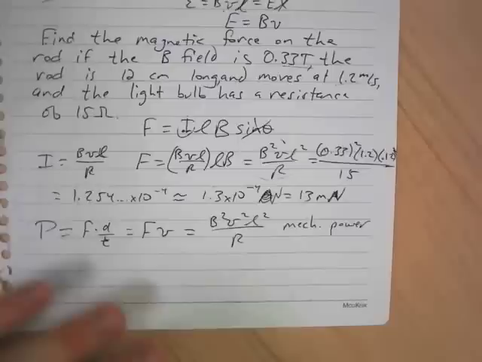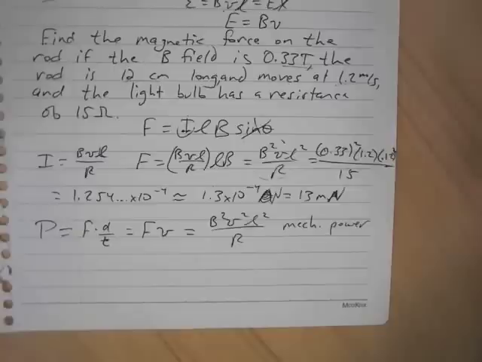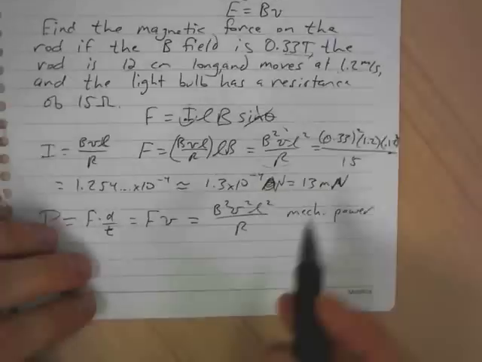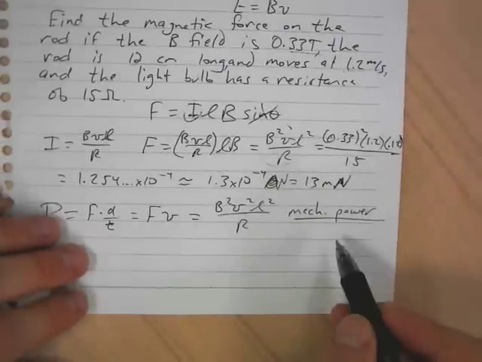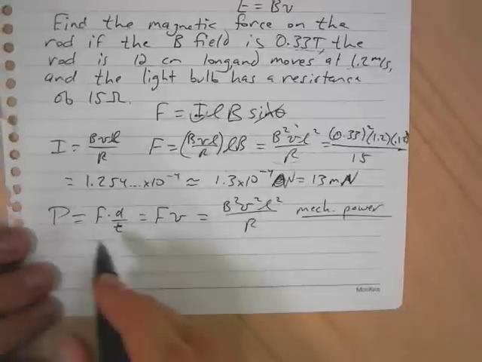But when you exert a power, you're doing work, right? And we know that when you do work, you change the energy of something. However, the kinetic energy of the rod is not changing. So where does that energy go? Well, it turns out that mechanical power is converted into power in the light bulb.